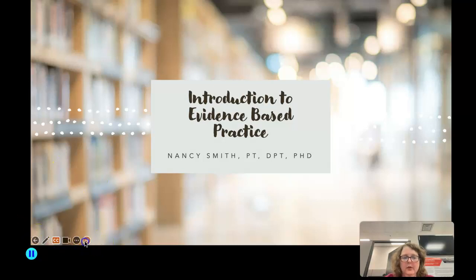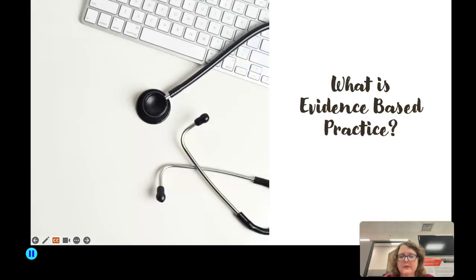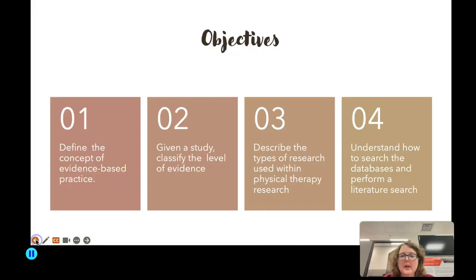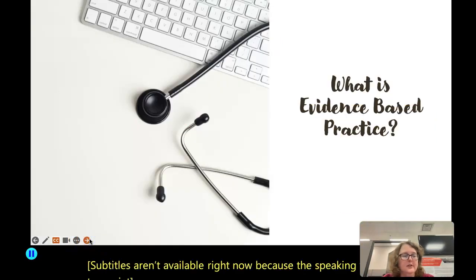The objectives for this lecture are to define the concept of evidence-based practice, given a study, classify the level of evidence, to describe the types of research used in physical therapy research, and to understand how to search the databases and perform a literature search. First of all, let's consider the question of what is evidence-based practice.